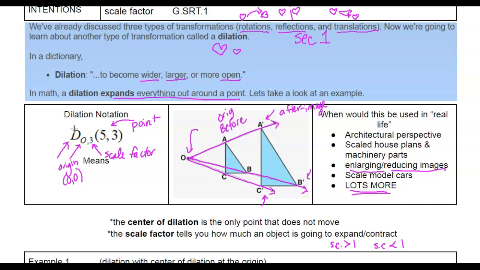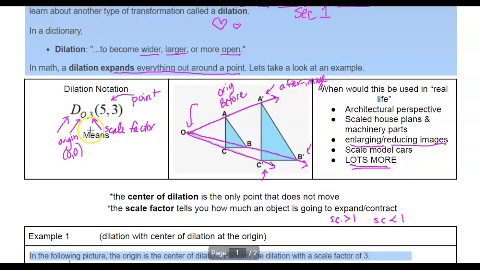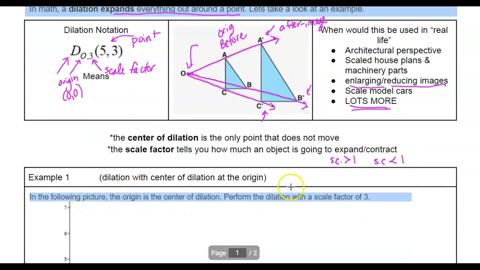Now, what happens if our scale factor is 1? Hopefully you thought, if our scale factor is equal to 1, then I have that same object and it didn't move at all. So think of a scale factor of 1 as being 100%.